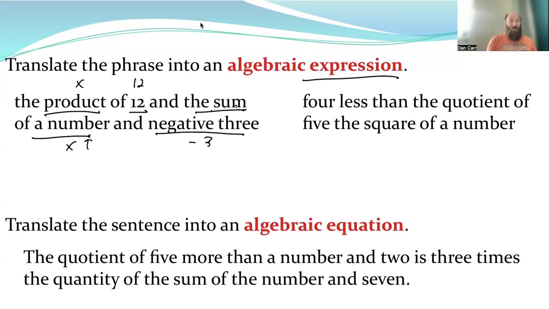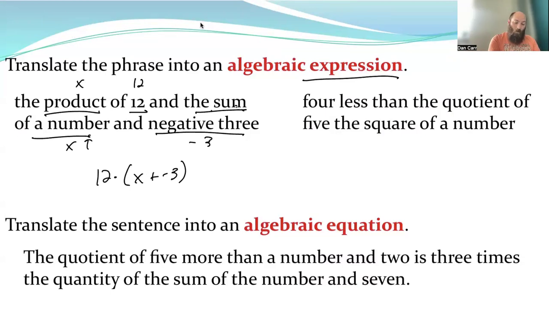So if I look at that sum first, sum is going to be x plus a -3. We want to do the product of 12 times that. So I can just put the 12 in front of the parentheses like that. So we're doing 12 times the sum, so we want it to look like this with parentheses.